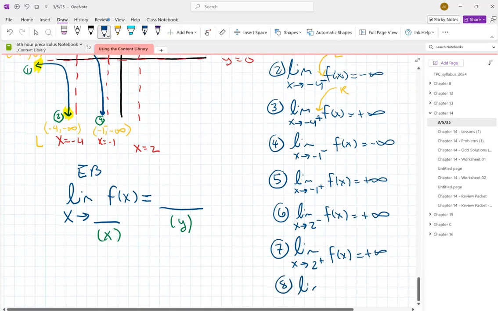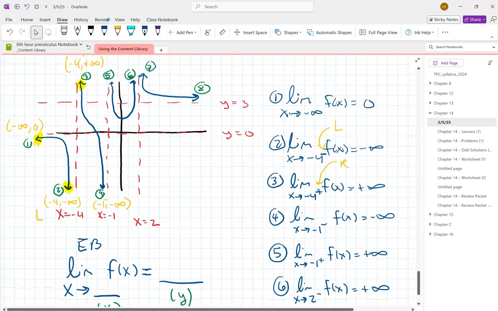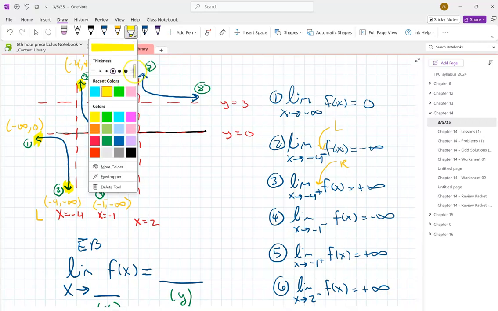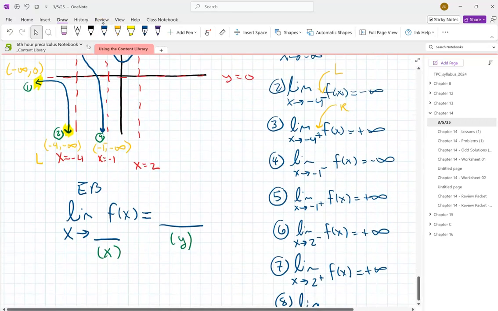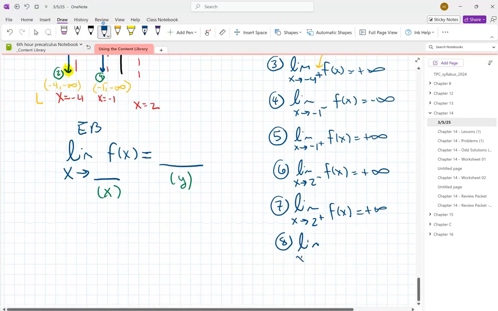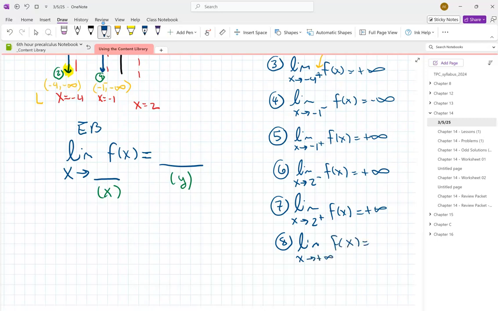And the last one, if we look at that point, this time the arrow, instead of pointing up and down, is pointing left and right. Since it's pointing to the right, it's the x value that's going to positive infinity. And because the arrow is flat on y equals 3, the y value is 3. So we'd have the limit as x approaches positive infinity of f of x is equal to 3.